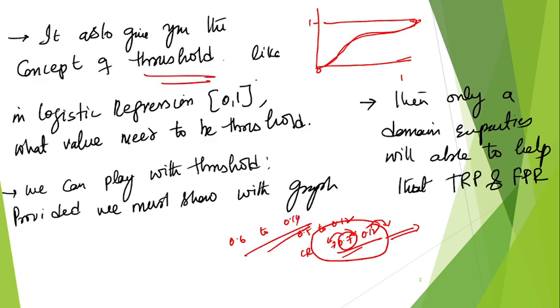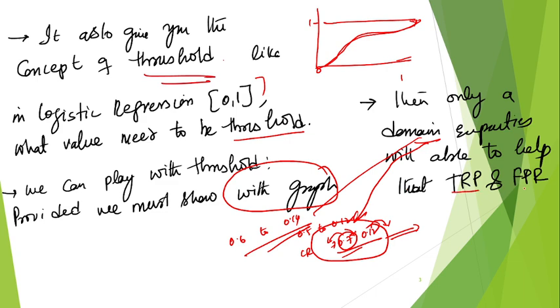So it's just like logistic regression. We need to decide the threshold. We can play with the threshold provided we show the graph. We have to show the graph, then only can we go through this threshold. And the only way is a domain expert, like a doctor, who can tell you the formula they use for the threshold value, and they can decide. With the help of TPR, true positive rate, and false positive rate, they can explain it through what we are going to see. So in this video, we are going to solve a problem, and see all those things. That is what the ROC and AUC curve is.